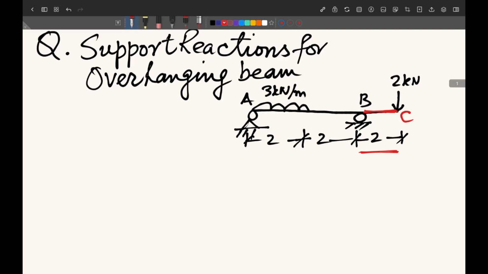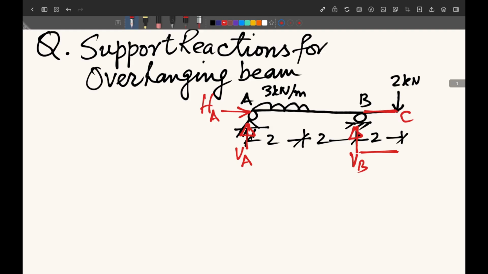Now here, first of all, we will see how many reactions are possible for these supports. A hinge support, as we know, will have two reactions, one vertical and one horizontal, HA and VA, and this roller support will have only one vertical reaction. So there are only two supports, and on these two supports only you will have the reactions, at no other point.